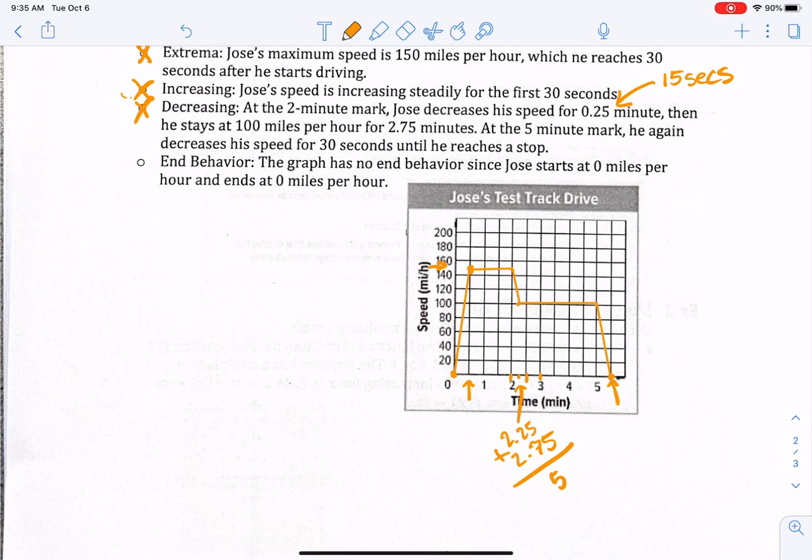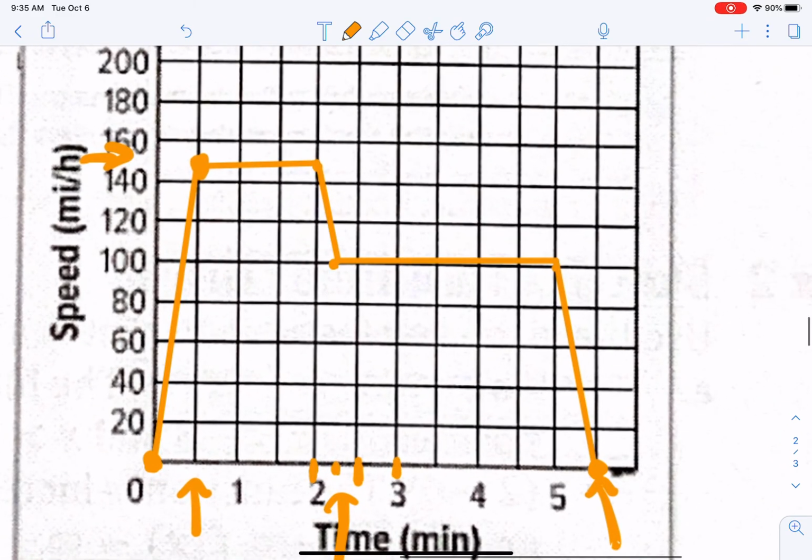He is starting at 0, stopping at 0. He doesn't go into the negatives. So it doesn't have an end behavior because it ends. So the behavior at the ends of the graph doesn't occur because there is an end to the graph. So the graph has no end behavior. He starts at 0 and he stops at 0, and this is what the graph of his function looks like.